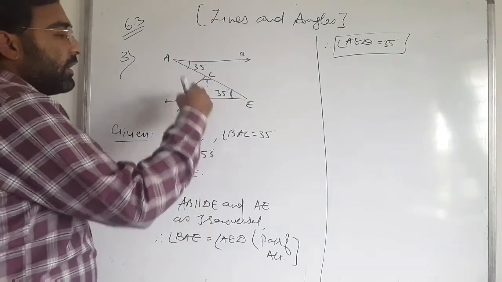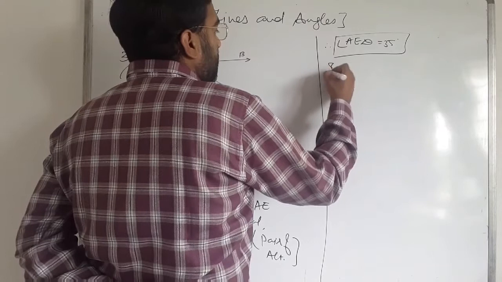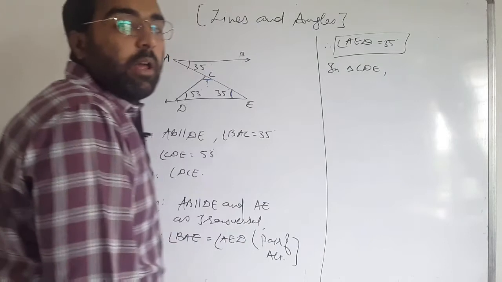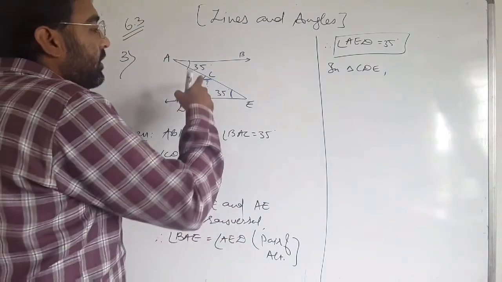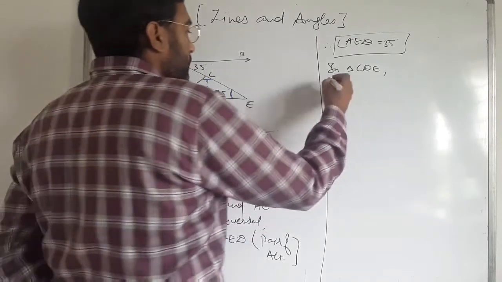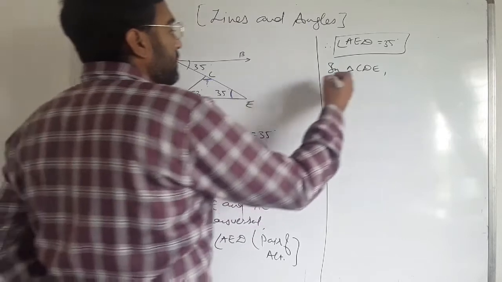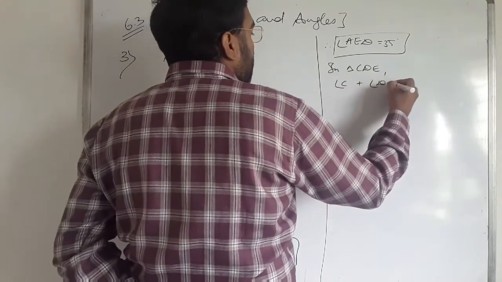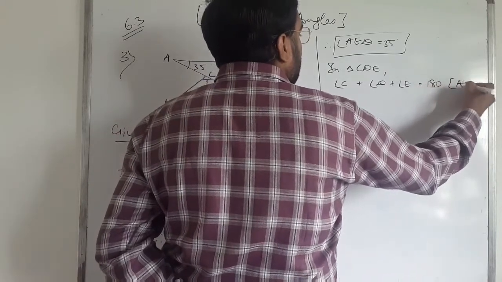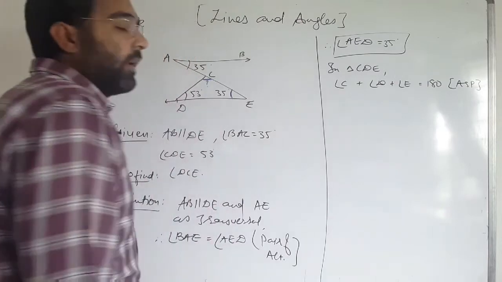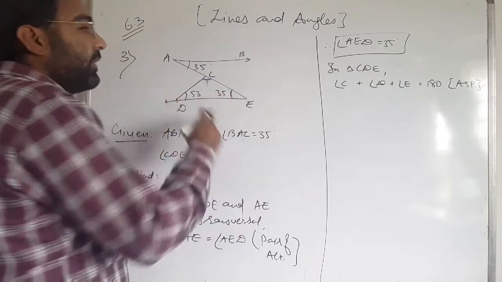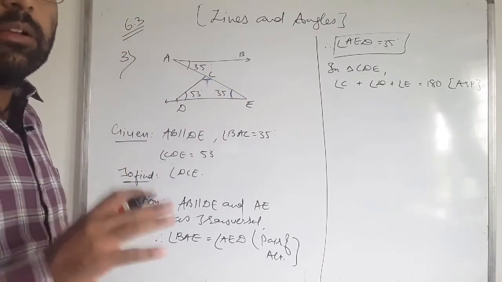Now in the triangle CDE, using the angle sum property, angle C plus angle D plus angle E is equal to 180 degrees. What is the angle sum property? The sum of all angles is 180 degrees. This is my angle sum property.